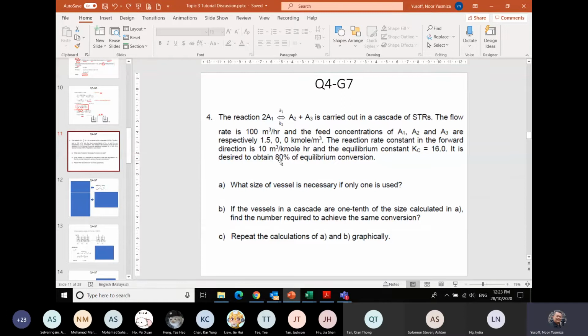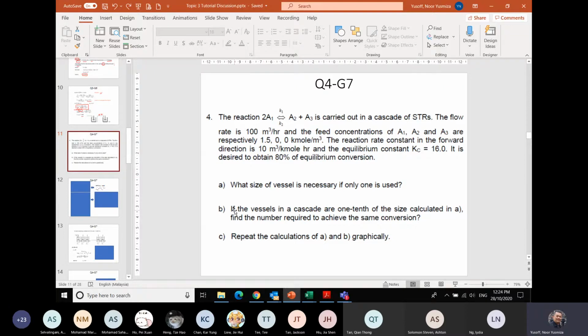Then you want to obtain 80% conversion. First, what is the size of the vessel if only one vessel is to be used? This is one of the first steps of the analysis done in this kind of problem. You want to carry out the reaction in multiple CSTRs, but you want to check, if I were to run the experiment using just one vessel, what would be the volume of the vessel?